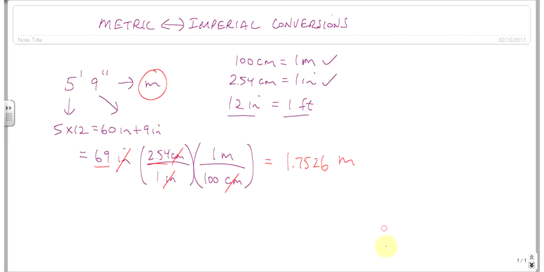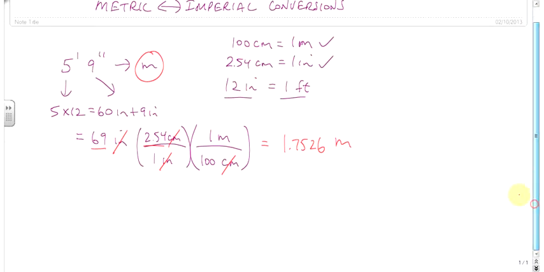Now, what if we get a question where we have to go the other way around? What if I get 69 inches? I want to know how many meters that is. Actually, let me forget about that, because that's pretty similar to the one I just did. Let's go on to going from meters to feet and inches.